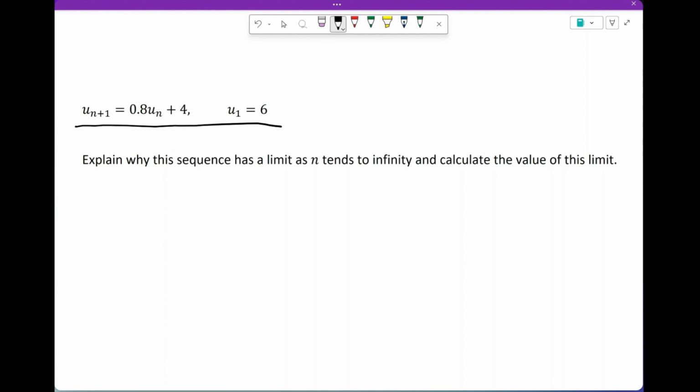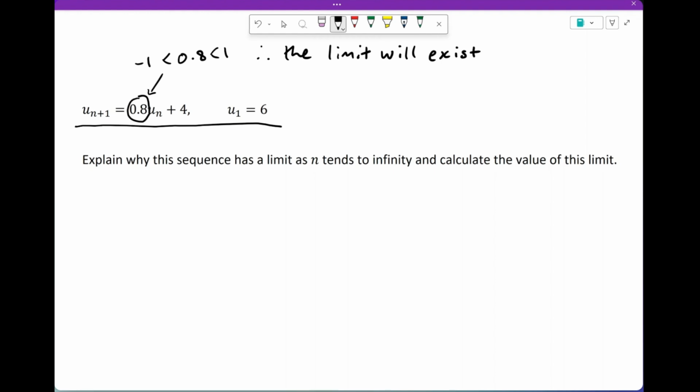Well, in terms of why it has a limit, that relates to the value multiplying our lower subscript term, which is the 0.8. This 0.8 is smaller than 1, but it's greater than negative 1, so we can say therefore the limit will exist. Now let's actually find my limit.